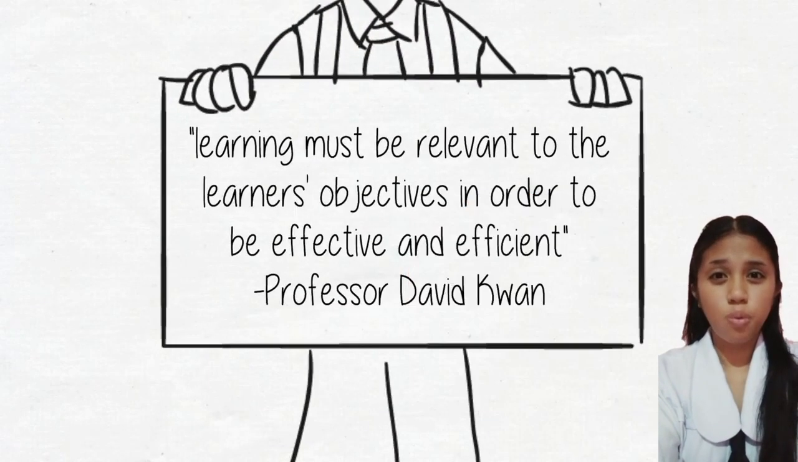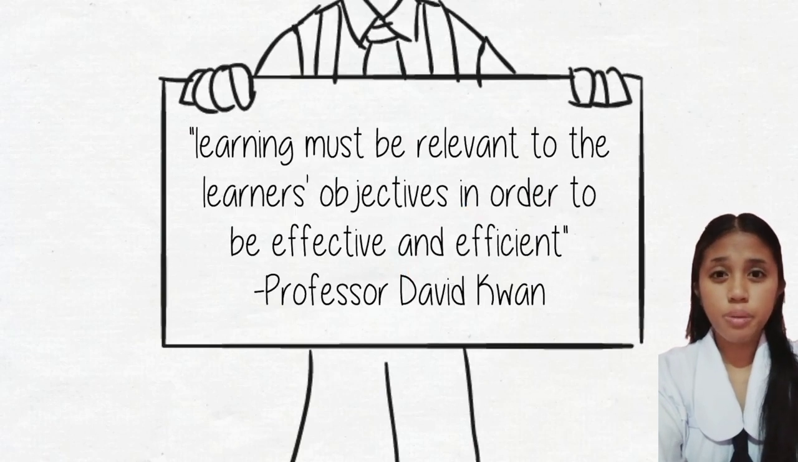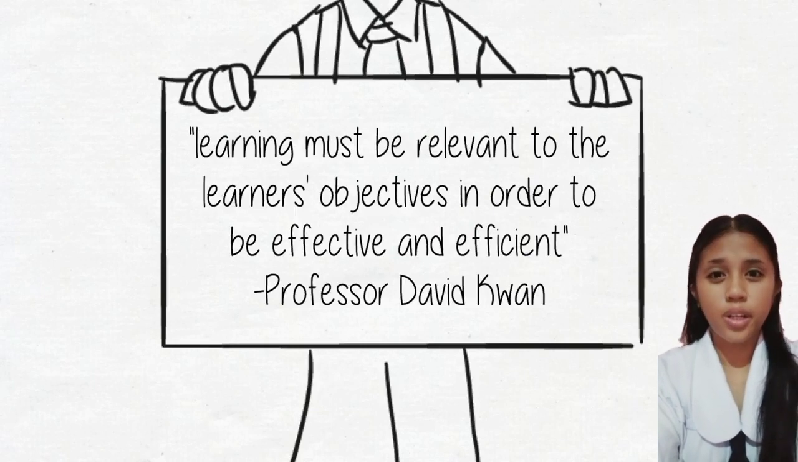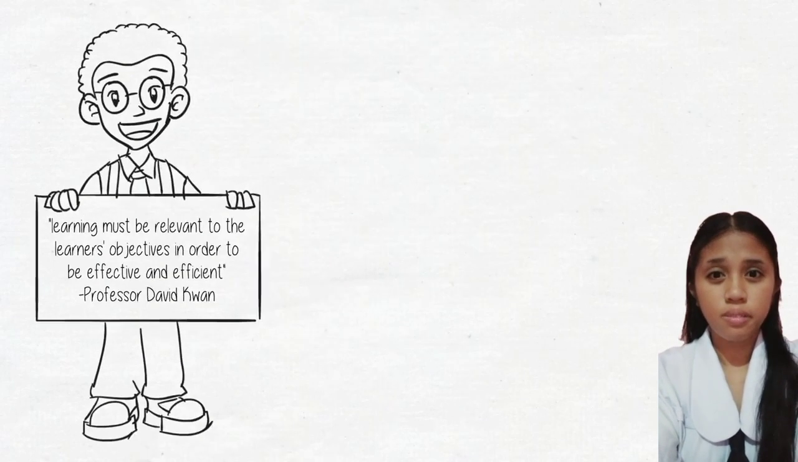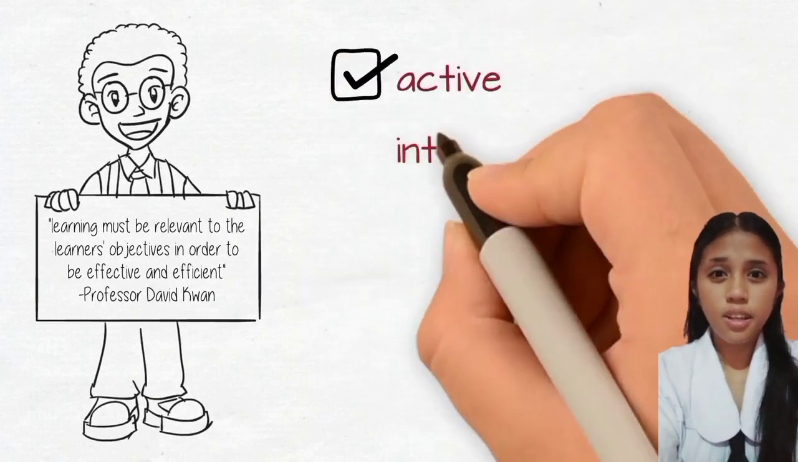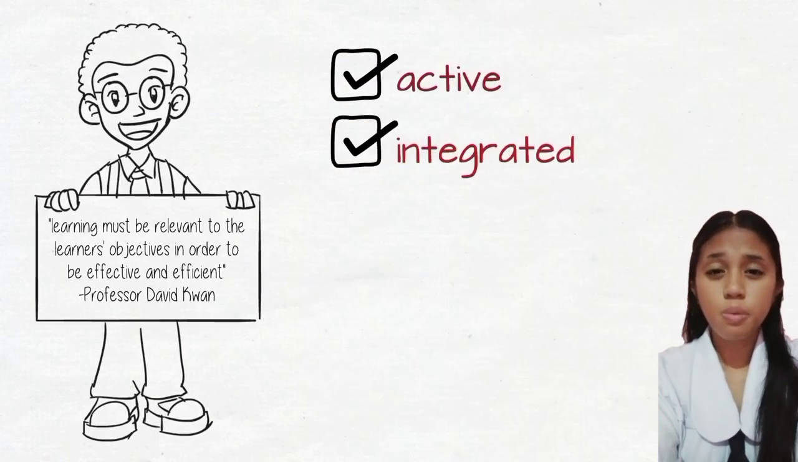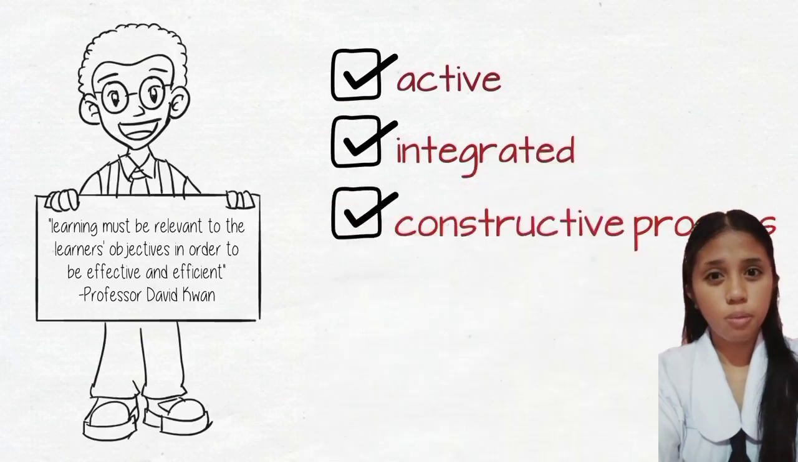According to Professor David Kwon, learning must be relevant to learners. In order to be effective and efficient, it is important for the problem or activity to be relatable in order for learning to occur at all. It should be active, integrated, and a constructive process which is influenced by both contextual and social factors.